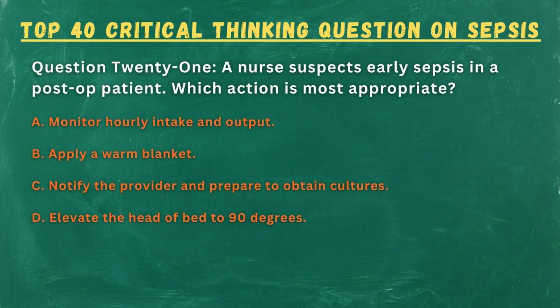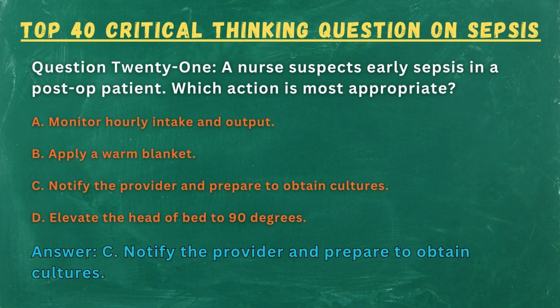Question 21. A nurse suspects early sepsis in a post-op patient. Which action is most appropriate? A. Monitor hourly intake and output. B. Apply a warm blanket. C. Notify the provider and prepare to obtain cultures. D. Elevate the head of bed to 90 degrees.